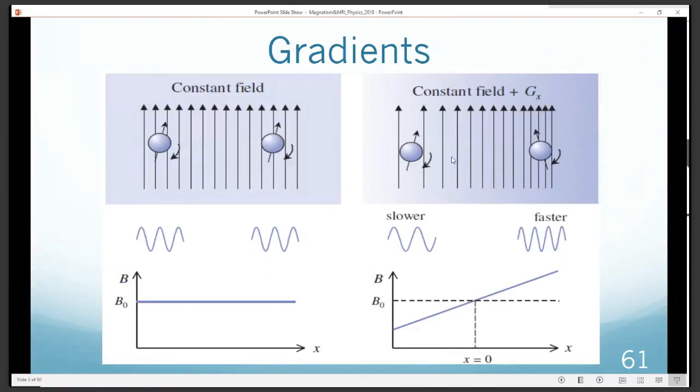So as I said, the gradients have the effect of changing the magnetic field. Without the gradients, you have a constant magnetic field. You get the same signal no matter what position you're talking about in the patient. But when you change the magnetic field, that's going to change the resonant frequency. So you get a lower frequency signal in one part of the body than you do in another part of the body.